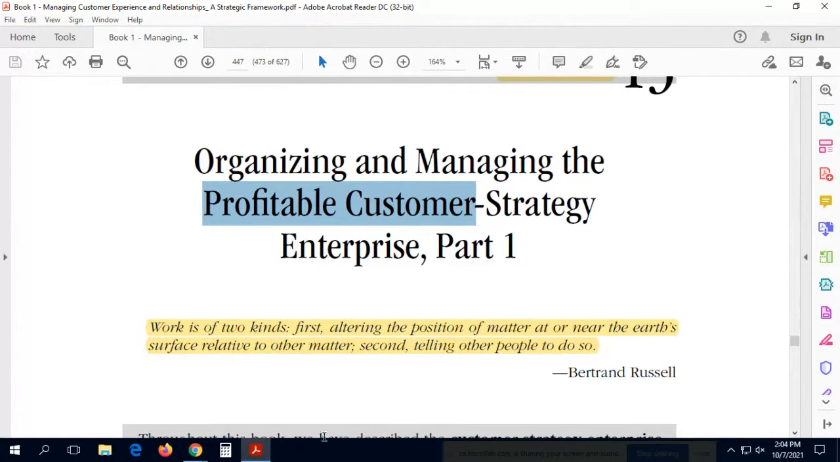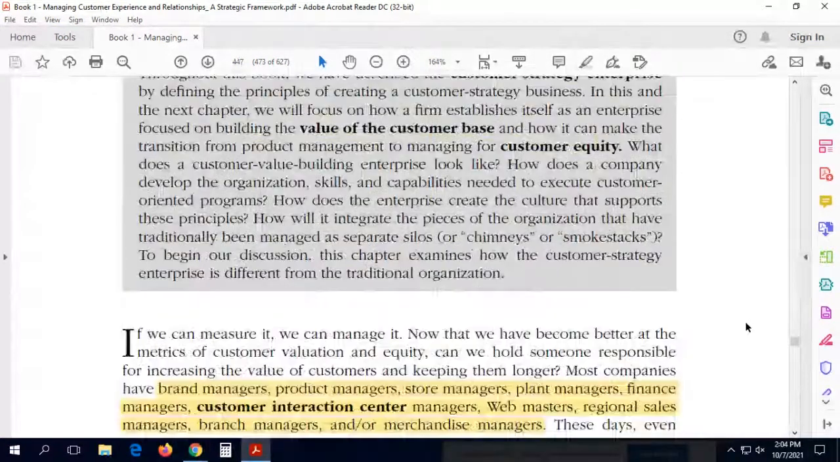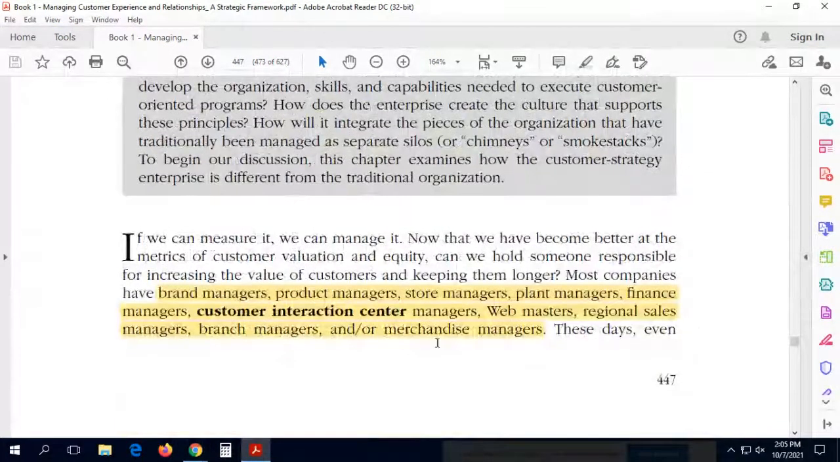So try to make sense of this after you have read the chapter. At that point in time, you will be able to maybe reflect on that.